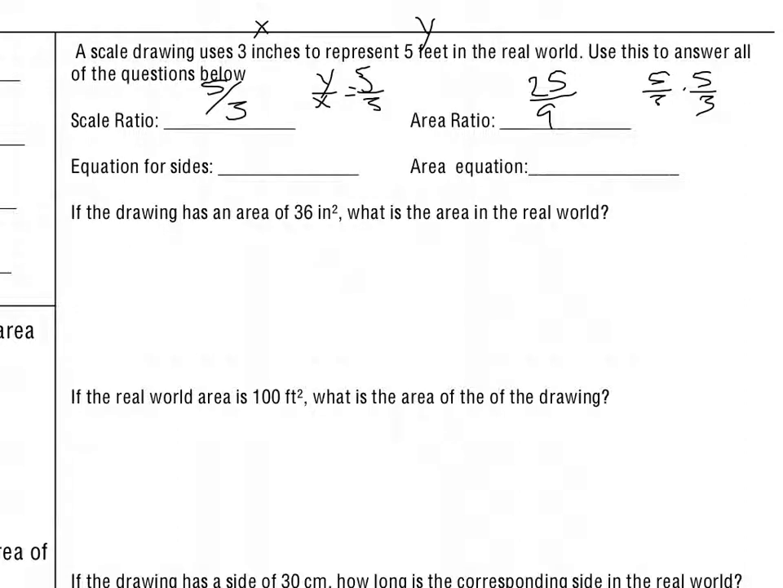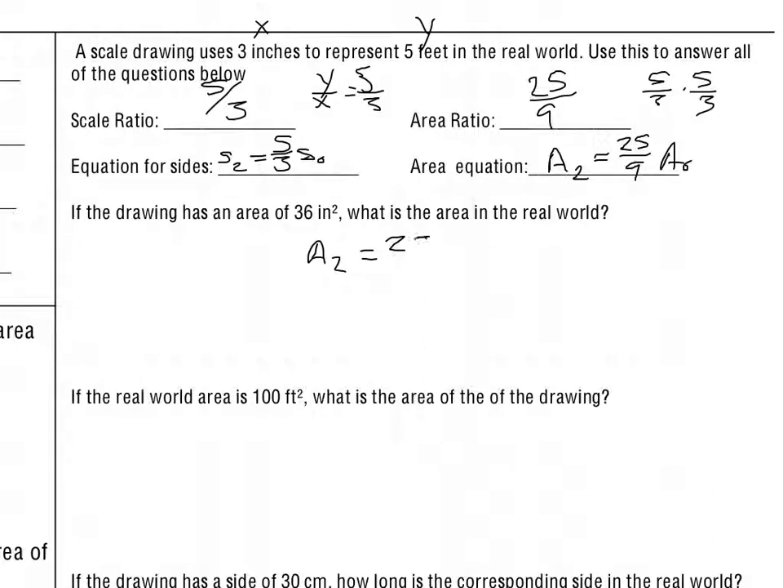So the equation for sides is that a side in a second drawing or in the real world is equal to the scale ratio, which is 5 thirds times whatever the side in the drawing is. So for our area equation, it's the same idea, except we're using our area ratio, 25 over 9 times the original. If the drawing has an area of 36 square inches, what is the area in the real world? So area of our drawing, that's our original area. So area 2 we don't know, that's what we're looking for in the real world.